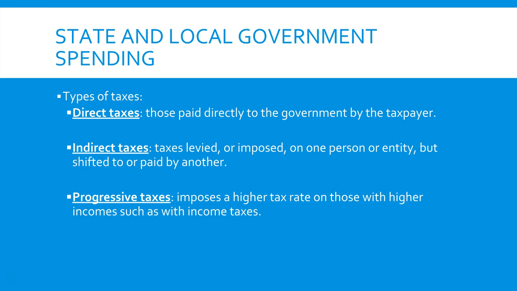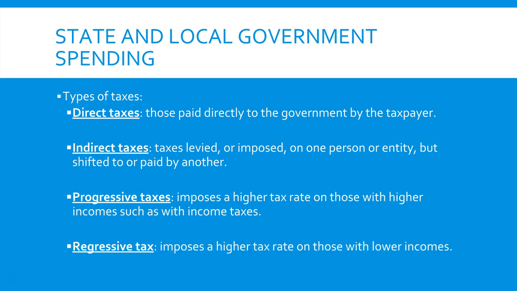Progressive taxes impose a higher tax rate on those with higher incomes, such as with income taxes. So, for example, federal taxes and some state taxes, but especially the federal taxes, would be considered a direct progressive tax. We pay it directly to the federal government, and the amount we pay is based on the amount of money that we make. And then we have regressive tax. Regressive tax imposes a higher tax rate on those with lower incomes.